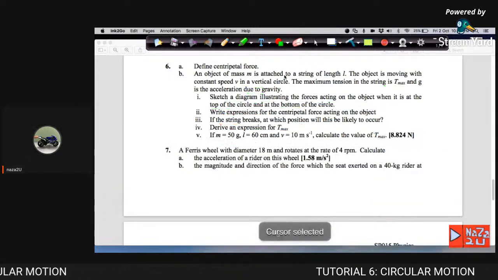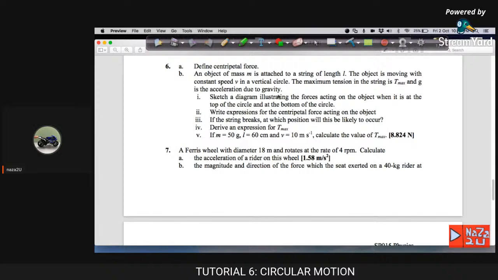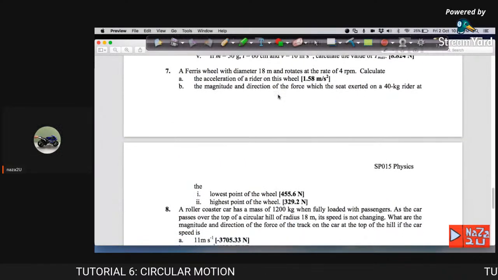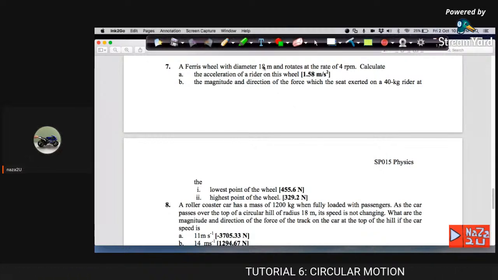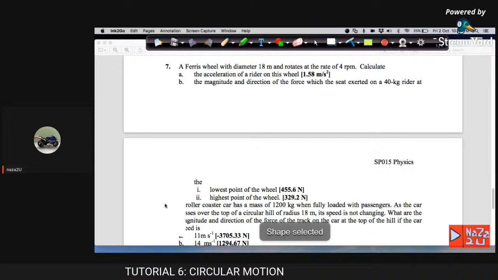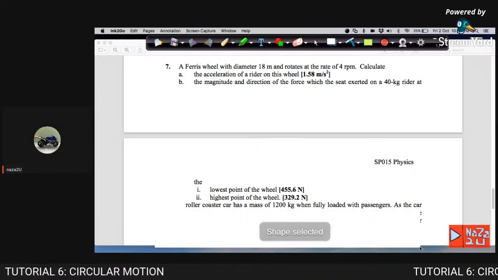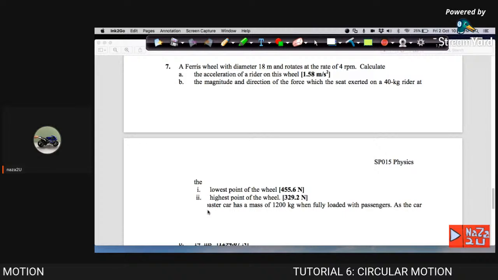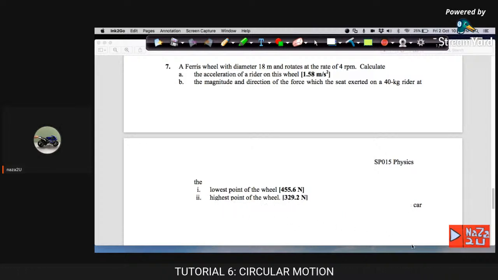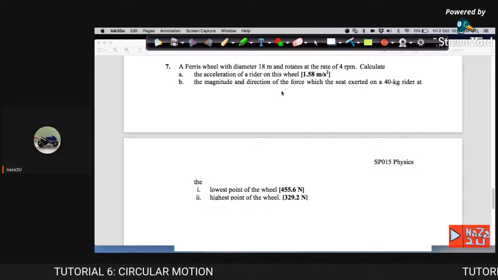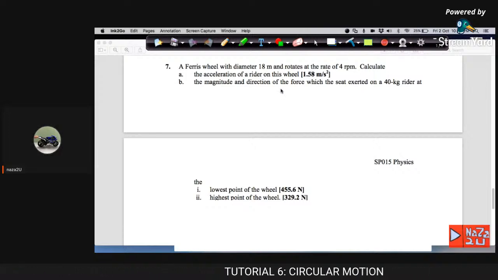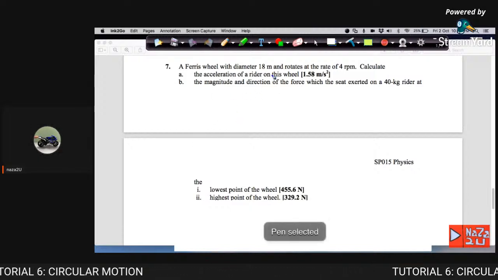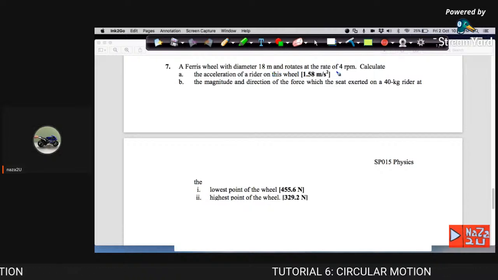Okay, class, complete number 6. So we continue to question number 7. Okay, number 7 is the Ferris wheel. Okay, so Ferris wheel here. Biasa kamu tahu kan apa itu Ferris wheel, yang biasa kalau ada fun fair tu kita naik Ferris wheel kan. So now for question number 7. A Ferris wheel diameter 8 meter and rotate rate 4 RPM.